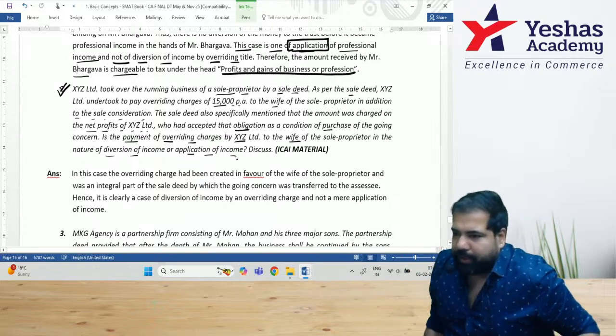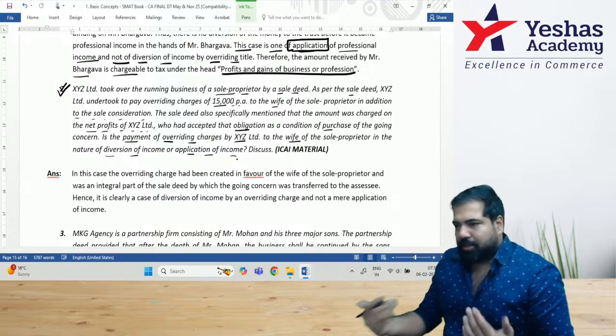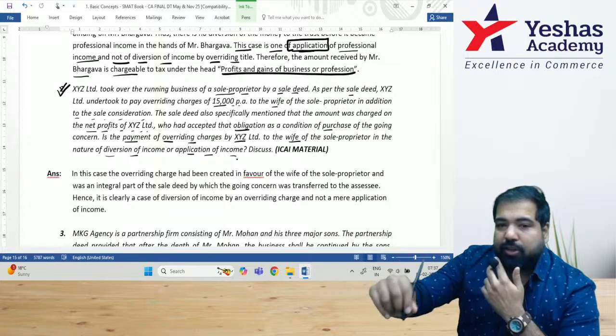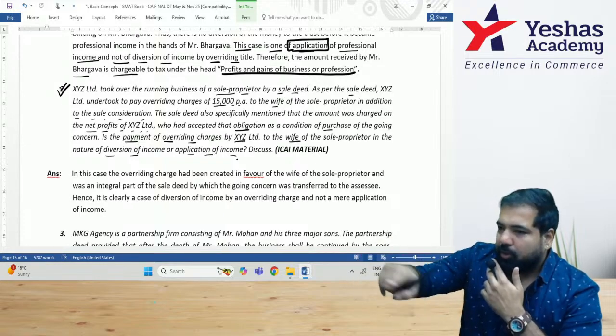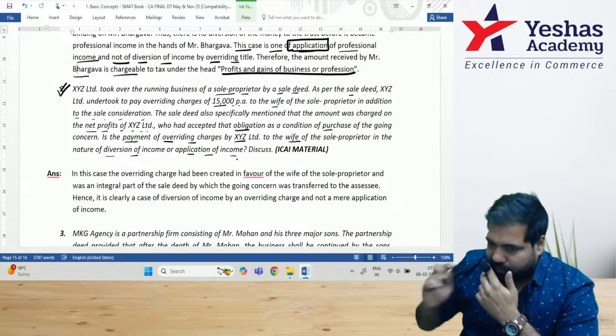Is there a sole proprietor? He's selling this business to a company. Is he taking some sale charges? Plus, he's made a condition that every year, every month, you have to pay some money to my wife. Is this application or is this diversion?